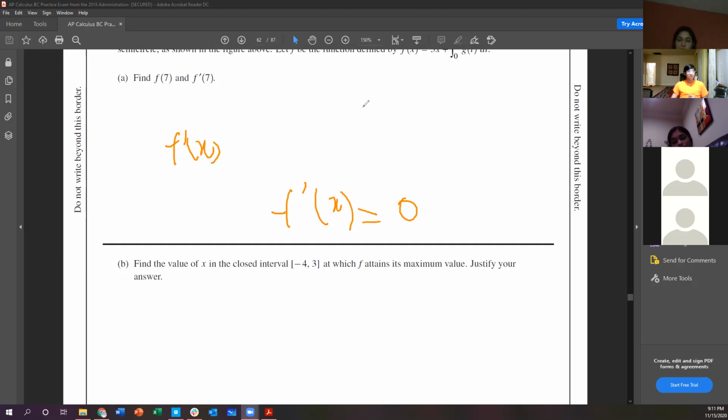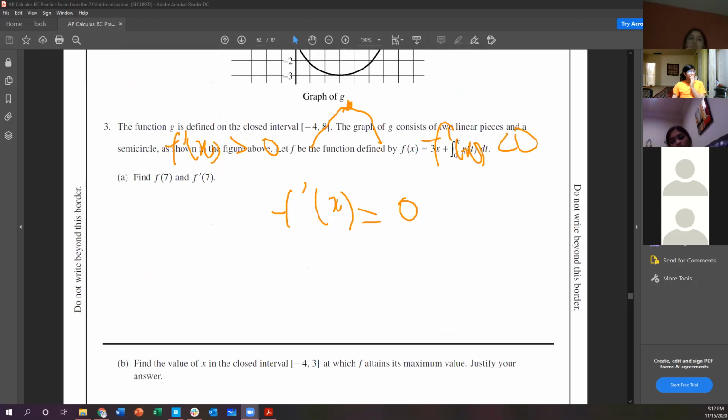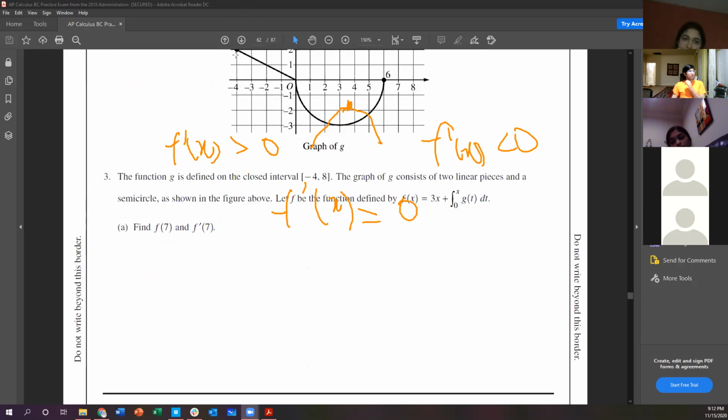Yeah, when it equals 0, and before that point, is f prime of x greater than or less than 0? Say that this is my maximum value. Is f prime of x greater than or less than 0 to the left of that point? Greater than 0, right? And then afterwards, f prime of x is less than 0. So if we look here, it's only asking about this interval from -4 to +3. When does f prime of x equal 0?